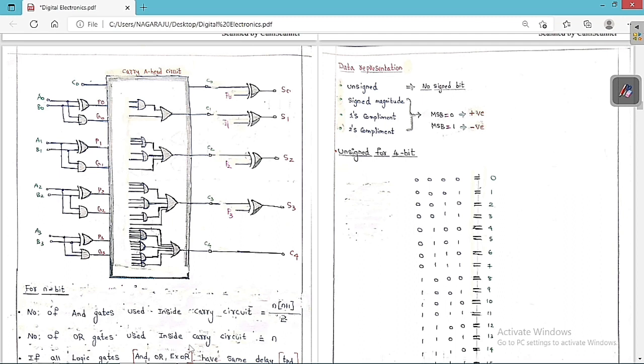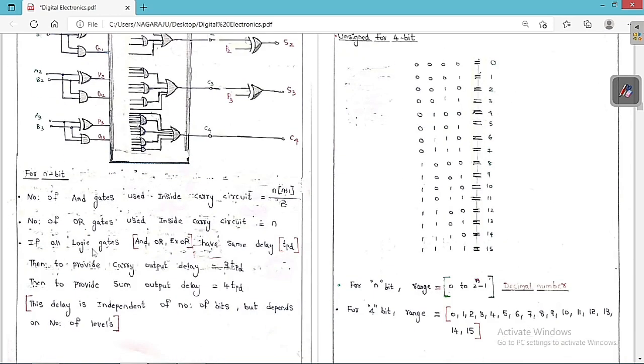The number of OR gates used inside the carry circuit is equal to n, because for 4 bit we have used 4 OR gates. So for n bit we have to use n OR gates. Therefore the number of OR gates used inside the carry circuit is equal to n.